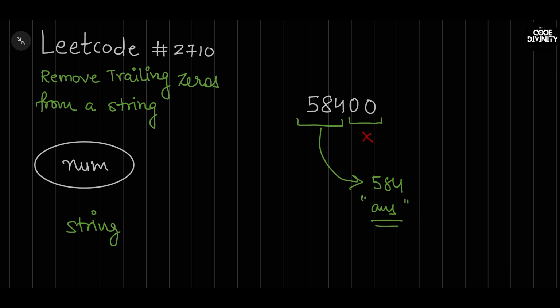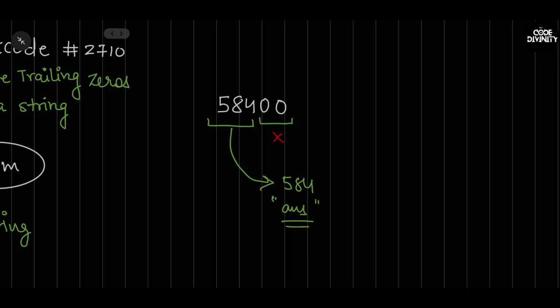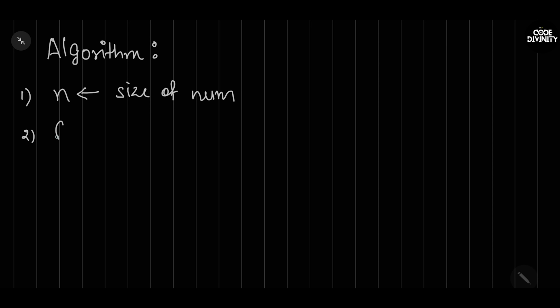Now the concept of the problem is clear to us. Let's formulate the algorithm. First, we will compute the size of our num input and store it in a variable n. Then we will begin a for loop from i equals n minus 1 and it will go up to 0. So this is a backward iterating for loop.